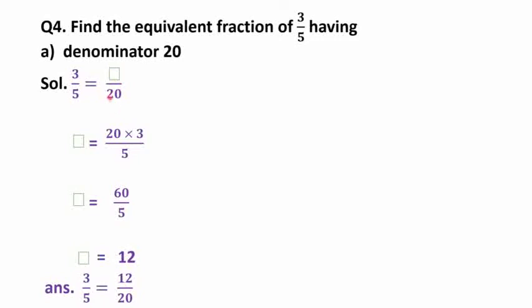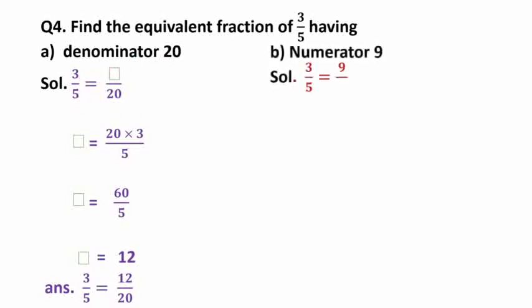Okay, so we will cross multiply these values. This 20 we will multiply by 3, and divided by 5 is already written there, so only the box is remaining here. So we get this form. 20 into 3 will give you 60, and divided by 5. So 60 divided by 5 is equal to 12. So we got the answer of this box as 12. So our answer is 3 by 5 is equal to 12 by 20, which is our equivalent fraction of 3 by 5.